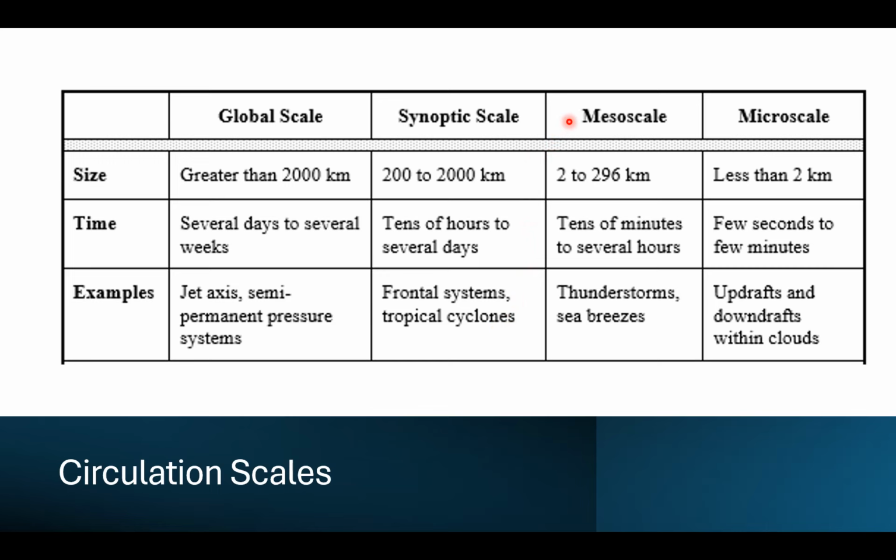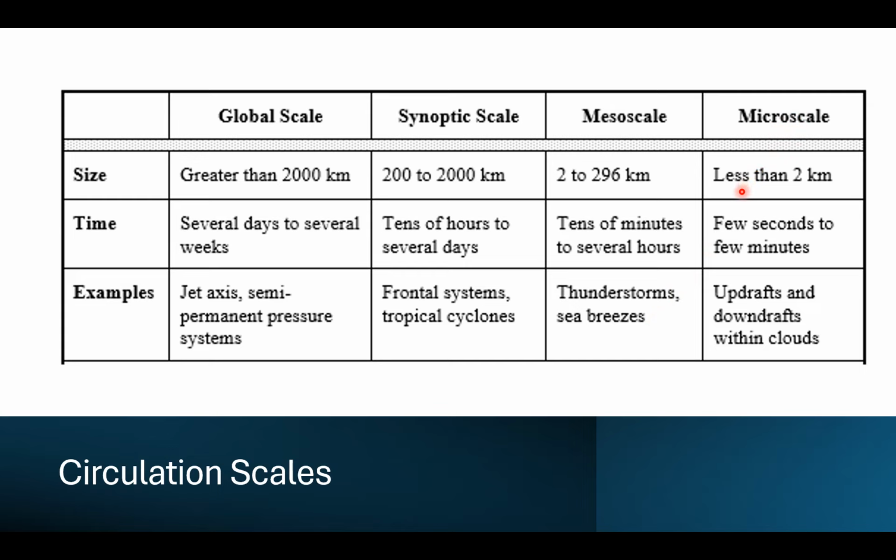Working our way downward now, we look at the mesoscale circulation. So let's look at that. The size of the mesoscale circulation scale is generally 2 to 200 kilometers. The time frame of mesoscale is tens of minutes to several hours. And examples in the atmosphere of mesoscale type processes or features would include thunderstorms as well as those land sea breezes. And then finally, let's examine microscale.